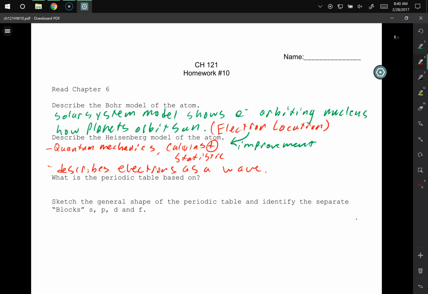So when we're talking about Heisenberg's model of the atom, I just want us to think about the fact that it's math and statistics to predict where the electron is going to be, and it's an improvement on the Bohr model of the atom, and we're never going to do any of the math with it.